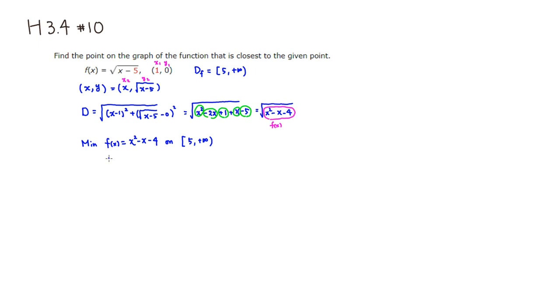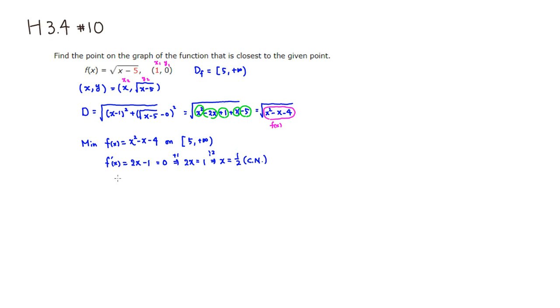So let's find the derivative. f prime of x is equal to 2x minus 1. We set that equal to 0, so add 1 to get 2x equals 1. Then we divide through by 2, so x is equal to 1/2. So this is a critical number, but unfortunately, this critical number is not on this interval.